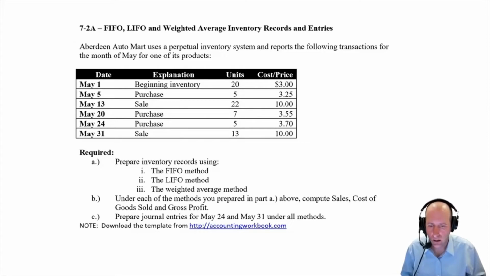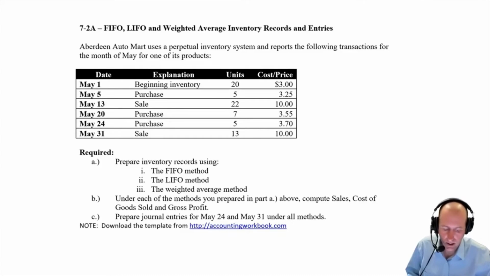So, Aberdeen Automart uses a perpetual inventory system and reports the following transactions for the month of May for one of its products, and there is a list of transactions: beginning inventory and purchase, sale, purchase, purchase, sale. And it says do an inventory record using the FIFO method. Under each of the methods, compute sales, COGS, and gross profit, and do some journal entries. And we're going to do all of that.